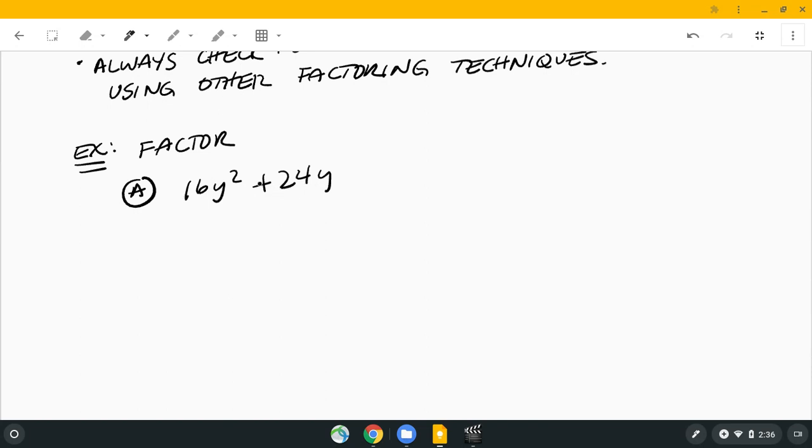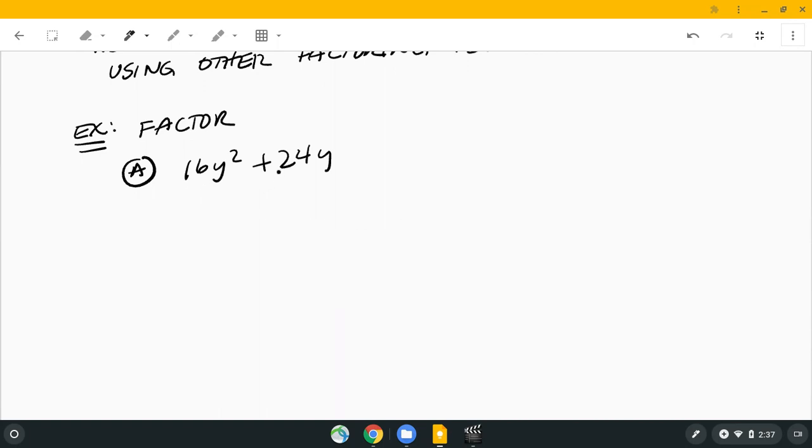So what's the biggest number that they have in common? The biggest number that can go into both of these, 16 and 24. Okay, so hopefully you see 8. If you don't see 8, let's say you saw 4. Well, that would be fine. So what you want to do, whenever you do common factoring, is always check to see if what you have left inside the parentheses can be factored some more. That way you can verify that you found the largest number. Okay, so the largest number is 8.